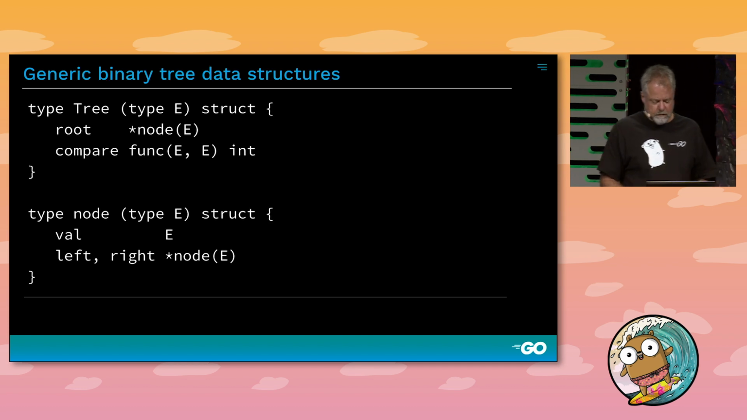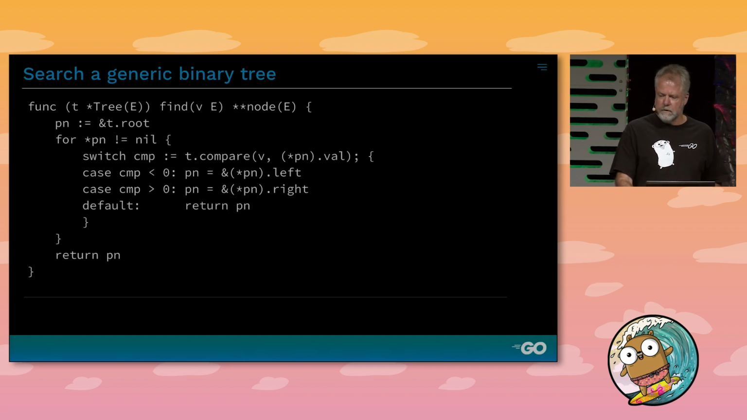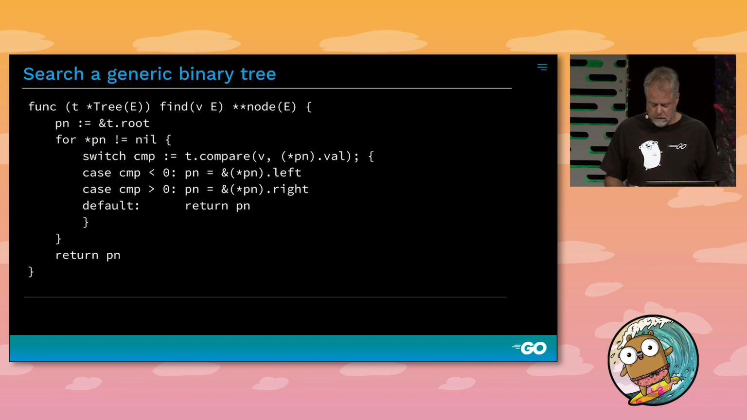Finally, let's look at a simple generic data structure, a binary tree. In this example, the tree has a comparison function, so there are no requirements on the element type. So I'm going to show you this, but again, don't try to absorb all the details. It doesn't really matter. Here's how to create a new binary tree with the comparison function being passed in to the new function. This unexported method returns a pointer either to the slot holding V or to the nil in the location where it should go.